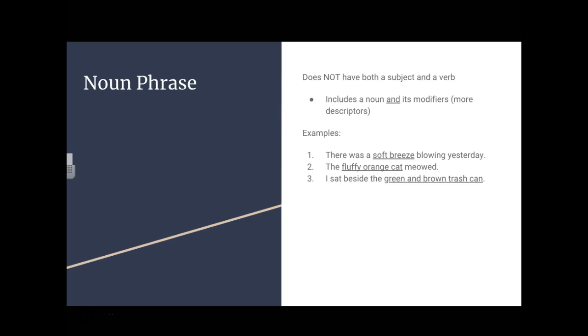Number 3, lastly, I sat beside the green and brown trash can, okay? What's the subject of the sentence? Trash can. Kids are nailing it, okay? Noun phrases that give more detail, green and brown.